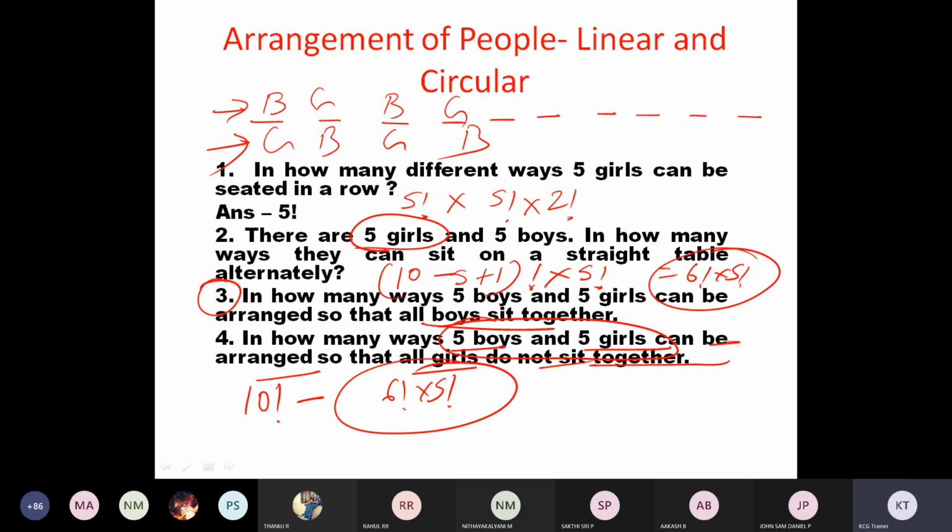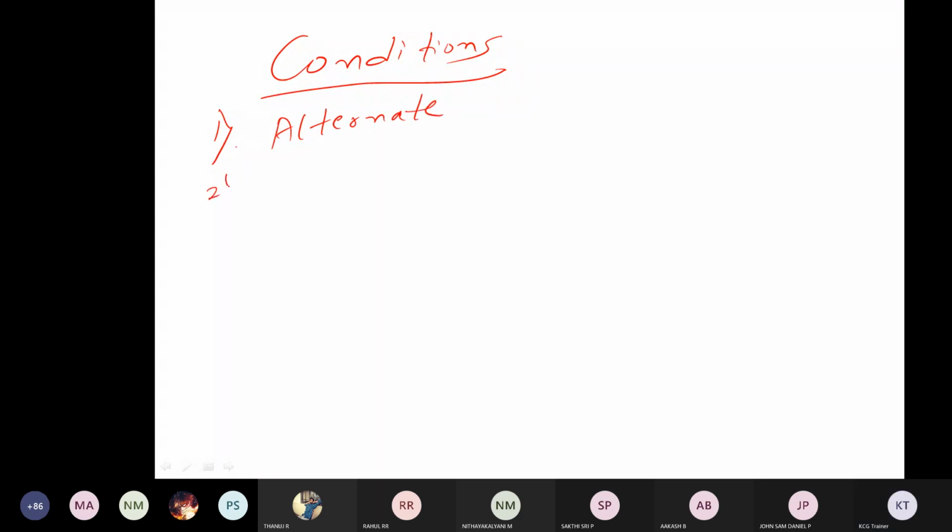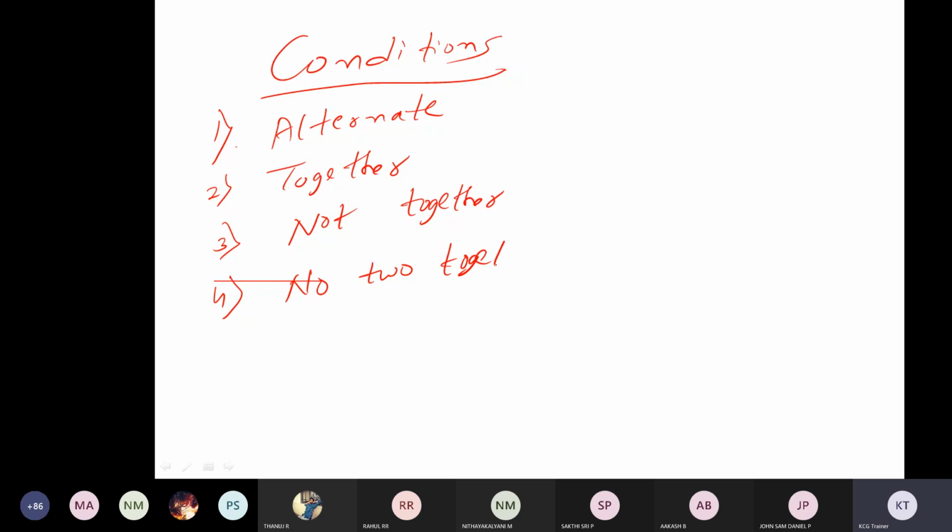Everyone see, there are 4 types of conditions in linear. Let me write down the conditions so you can make a note of that. Conditions means the types of questions which they will ask you. First, alternate, together, not together, no condition. 4 types of condition. And I'll give you 4 types of questions.